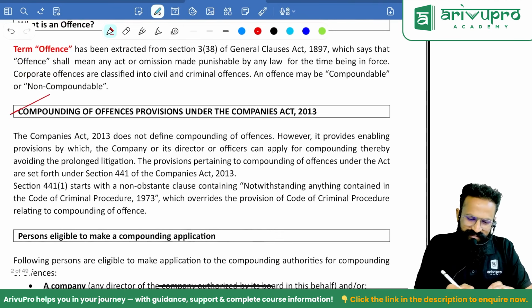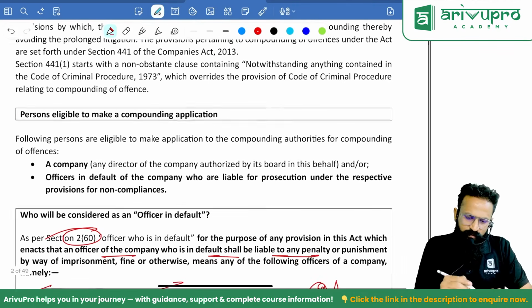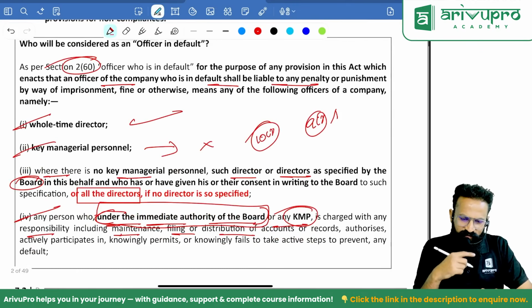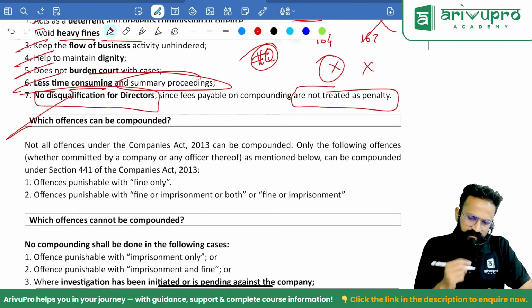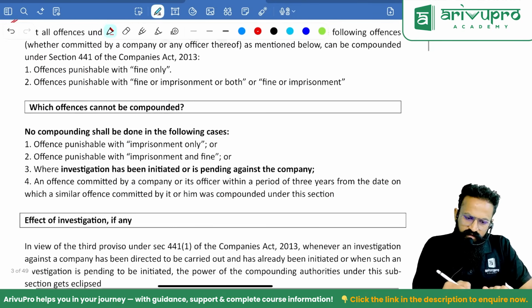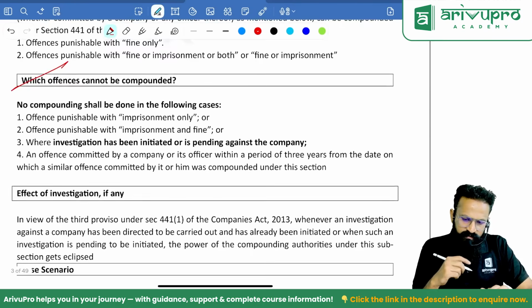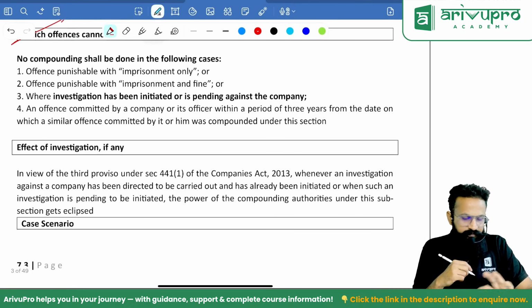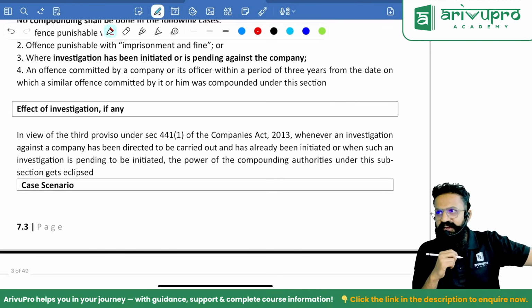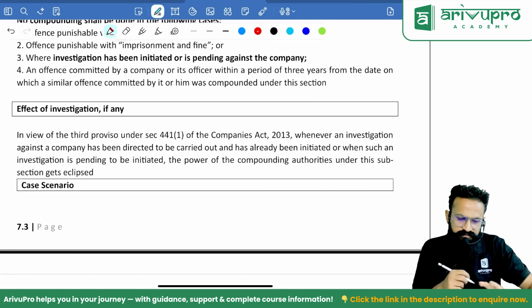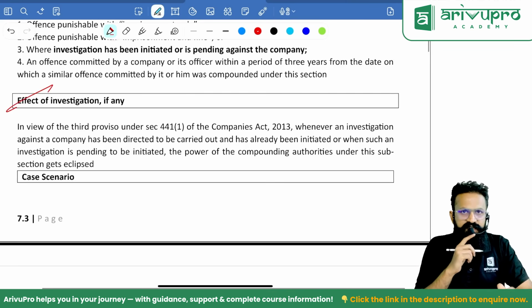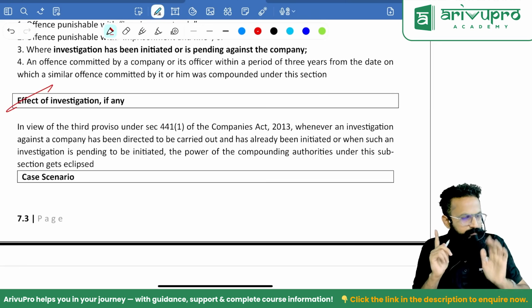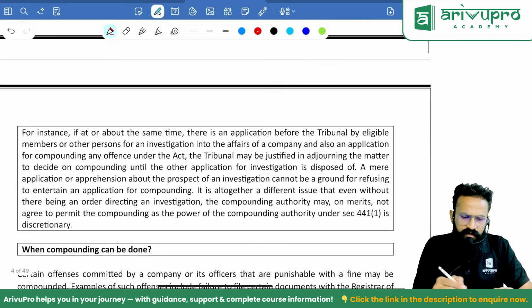The Companies Act we saw. Persons eligible to make a compounding application we saw: company and officer in default. Benefits. Which offences cannot be compounded we saw. The four things. Any pending investigation or the 3 years. Effect of investigation: if an investigation is started, no compounding can be made. Correct, people?